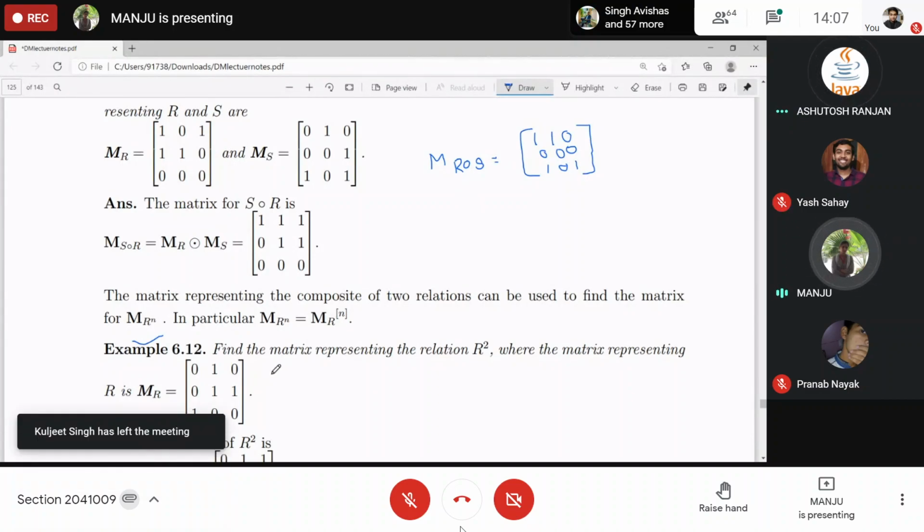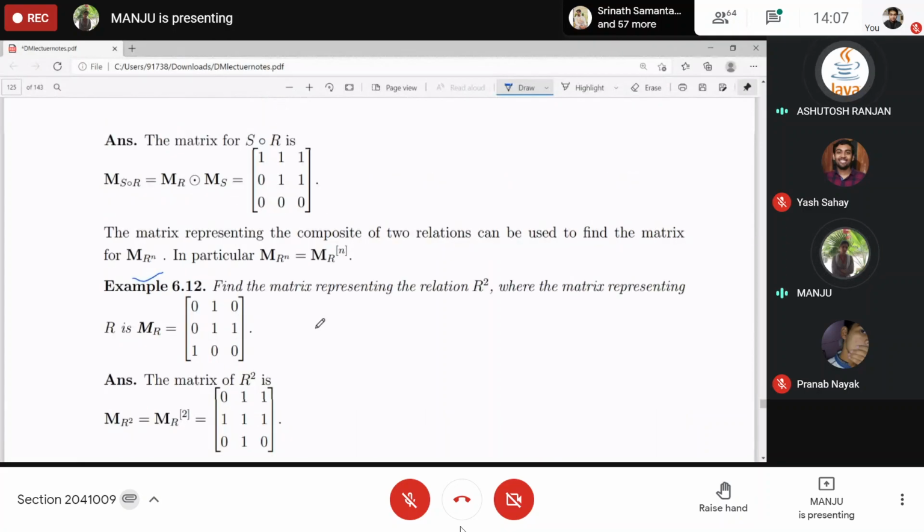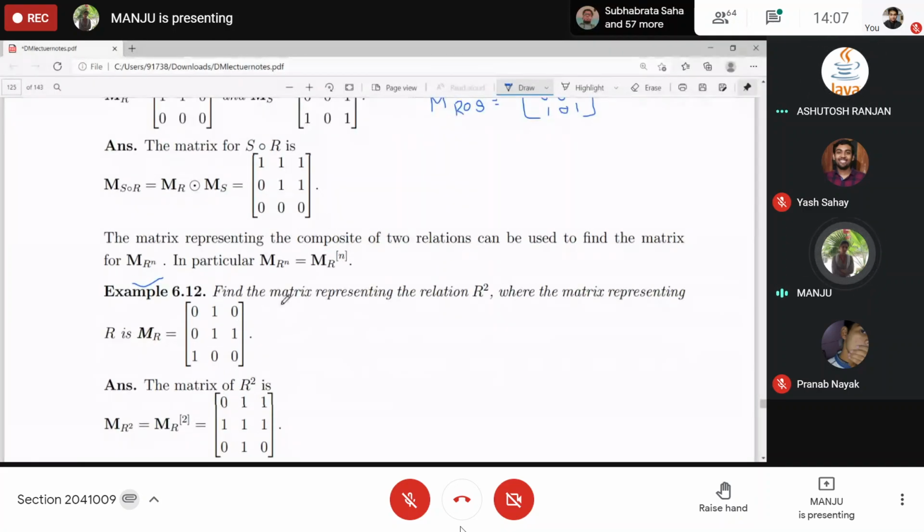You will get the matrix representing it. So just try to find, are you getting the same answer or not? So it will be 0, 1, 0, 0, 1, 1, 1, 0, 0. Tell me. Operations, tell me.